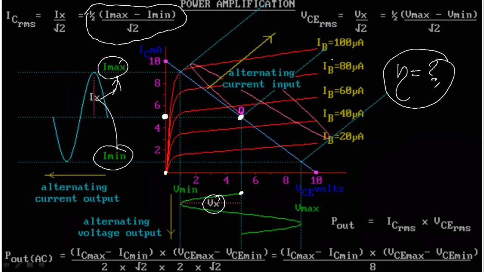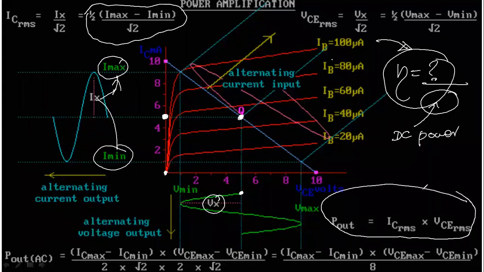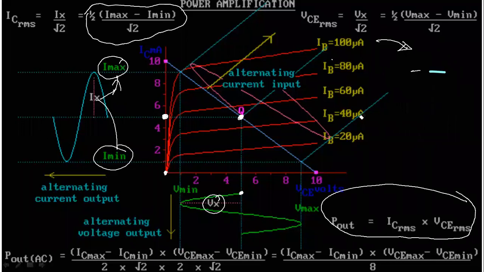In your collector efficiency equation, as you know, this part you have to substitute with something like this: DC power taken from the source. And this term represents AC power output to the load. If you want to compute that, P out delivered to the load, you can write P out equal to I RMS times VCE RMS value. So already you have derived some relationship for this IC RMS value and VCE RMS value.